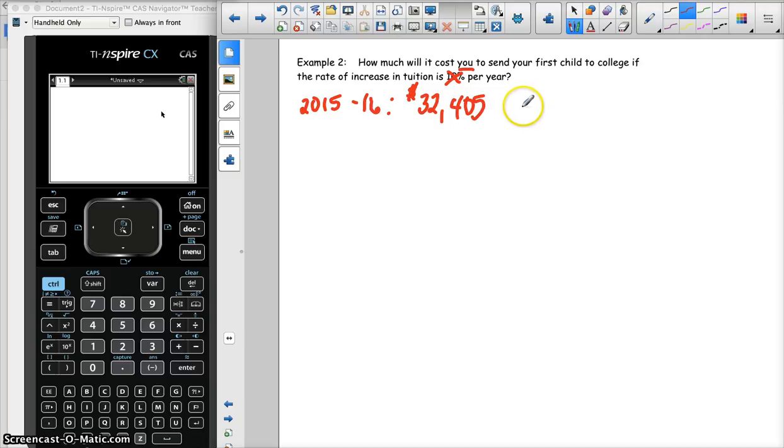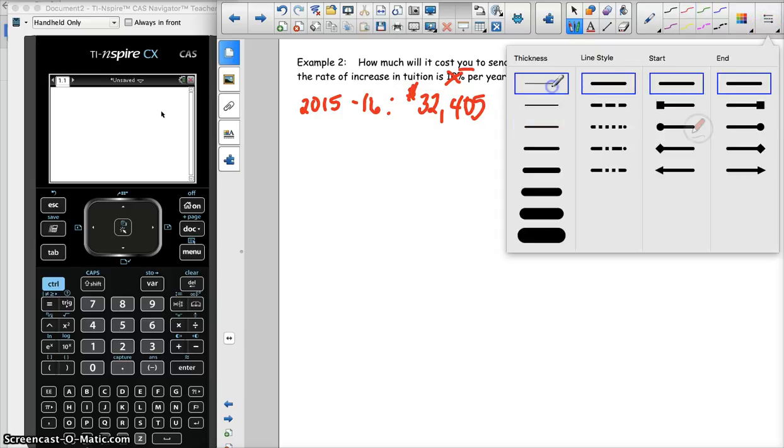Then I looked up the rate of inflation, which means at what rate is tuition increasing each year, and I found that the rate of inflation is approximately 3.7%. And again, this is for private, nonprofit colleges. So let's use this data to answer this question.